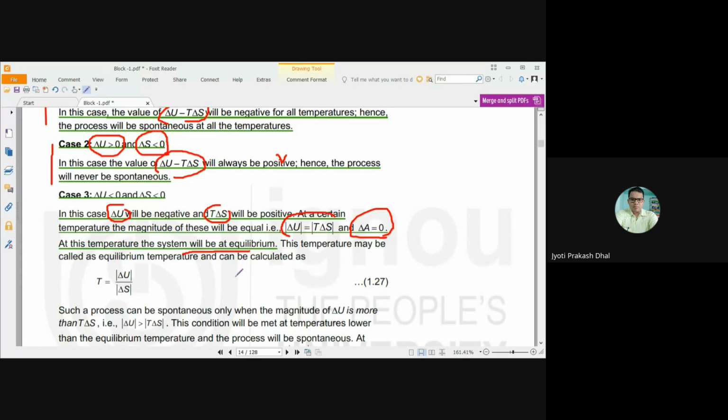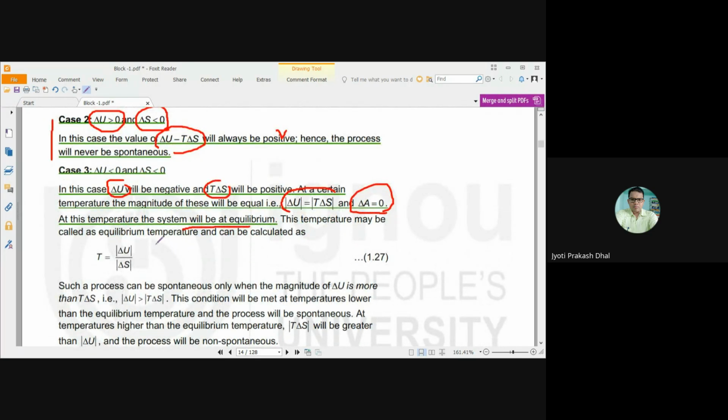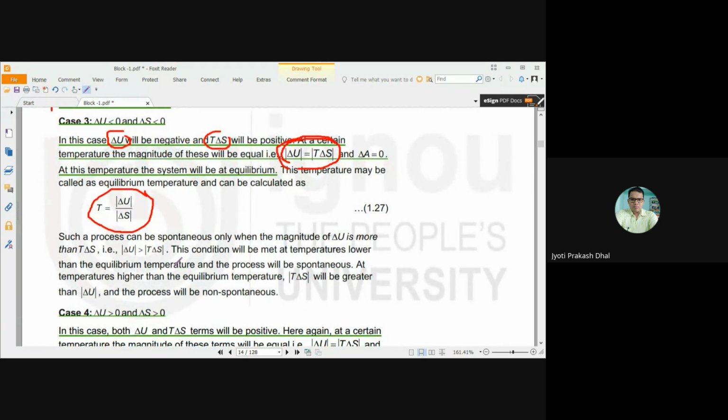So if the magnitude of del U and the magnitude of T del S are the same, the system will be in equilibrium. This temperature may be called the equilibrium temperature, and to find it, the equation will be: magnitude of del U equals magnitude of T del S. So T equals magnitude of del U divided by magnitude of del S. That is called the equilibrium temperature. At that temperature, the system will be in equilibrium.